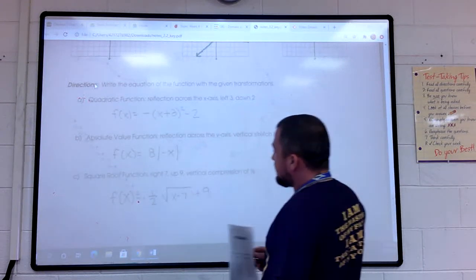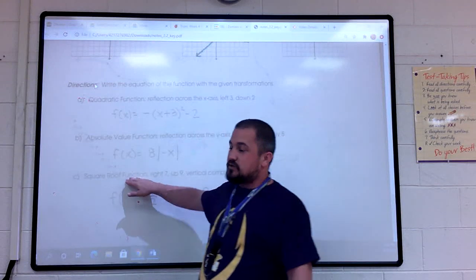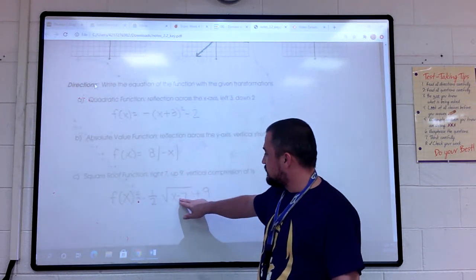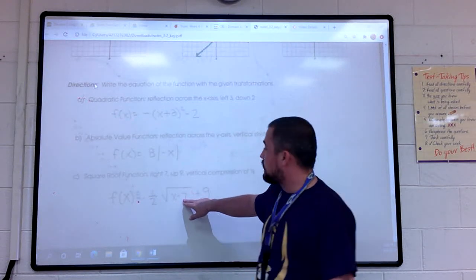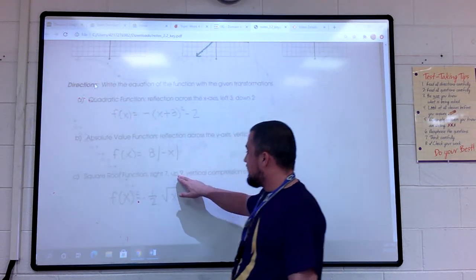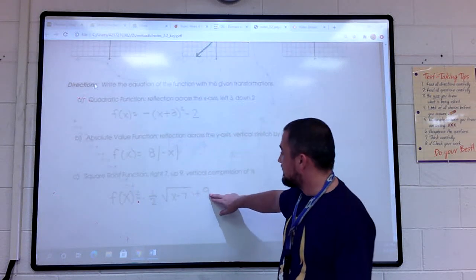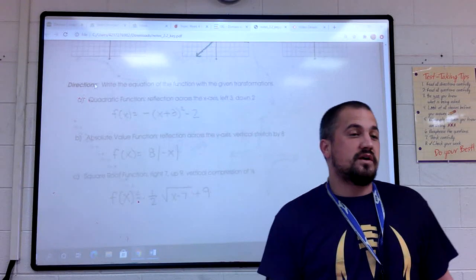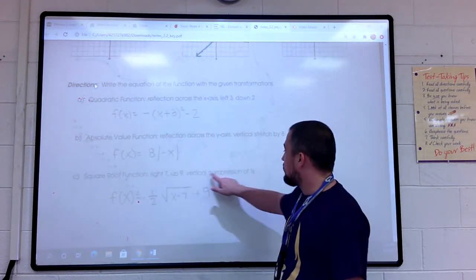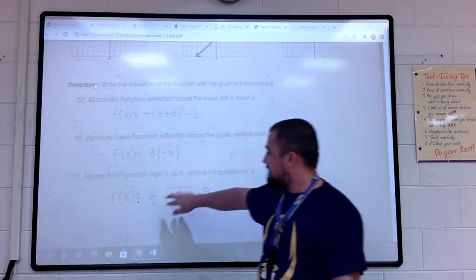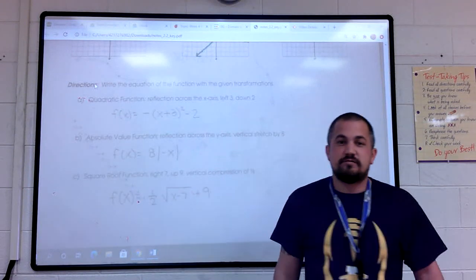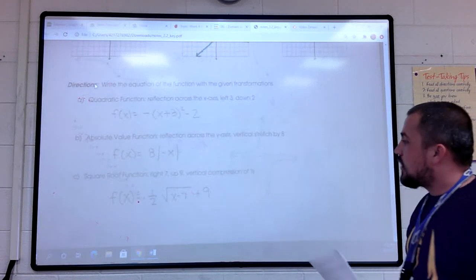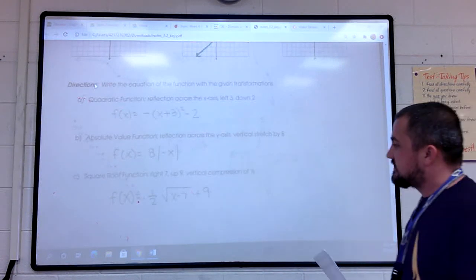In C, a square root function, so y equals the square root of x. We're going to move it right 7, so we're going to say x minus 7 under the square root. We're going to move it up 9, so we're going to put a plus 9 on the outside. And then this says we want a vertical compression, so that means we know we want a number less than 1. It's going to be vertically compressed by 1/2. So we put 1/2 in front of the equation. So we get y equals 1/2 the square root of x minus 7 plus 9.